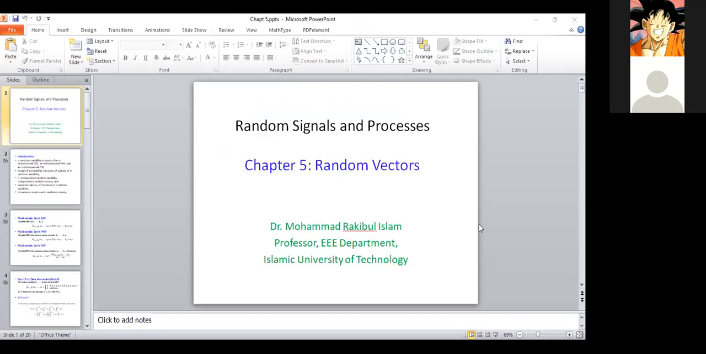In chapter 5, we are starting with random vectors.